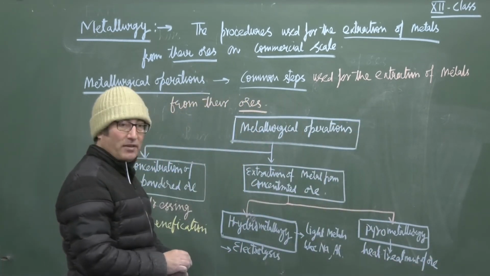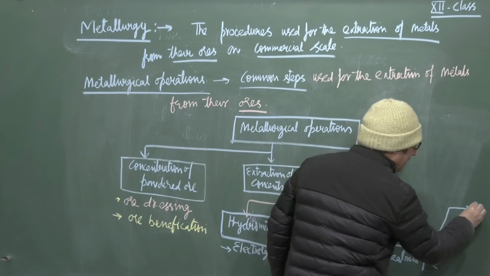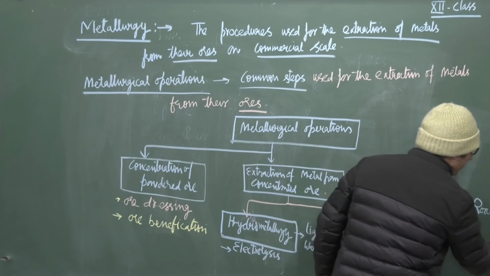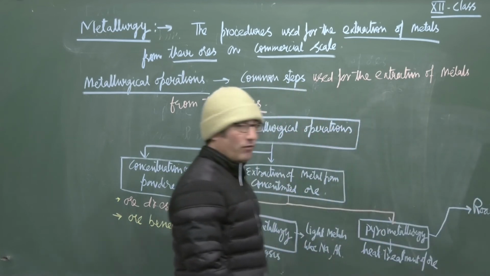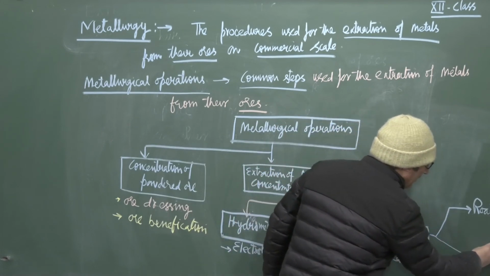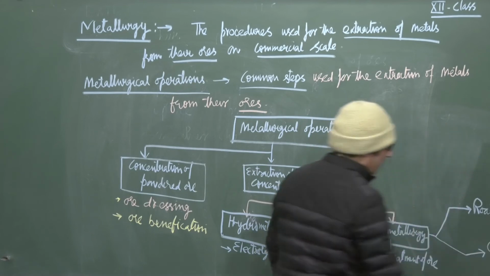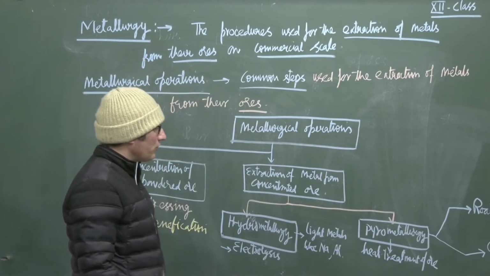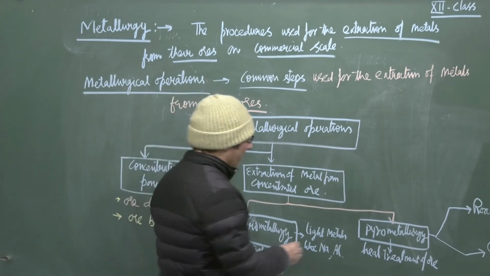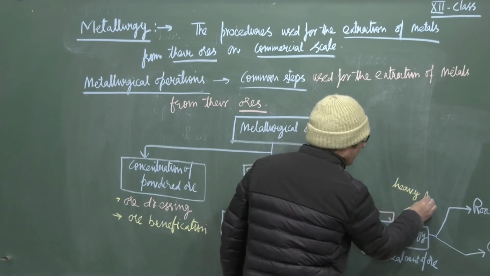And there are two heat treatments which are given. One of them is called roasting of ore, which we will learn. And the second one, again a heat treatment, is called calcination of ore. The ore is either calcined or it is roasted. This pyrometallurgy, which means heat treatment, is used for extraction of heavy metals from their ores.